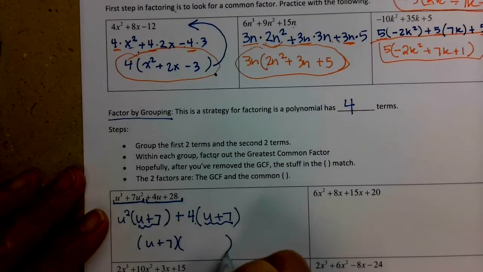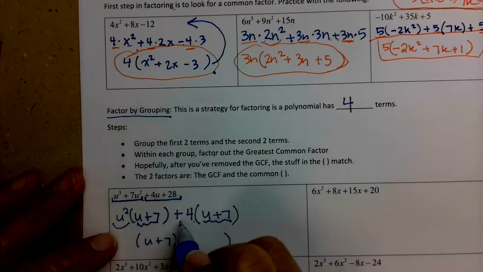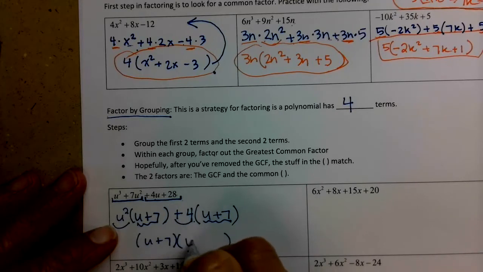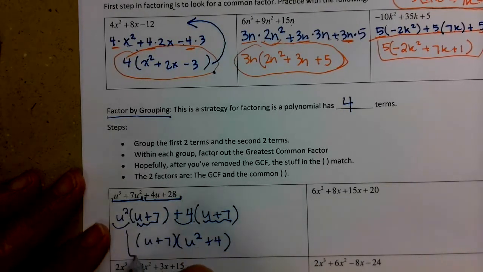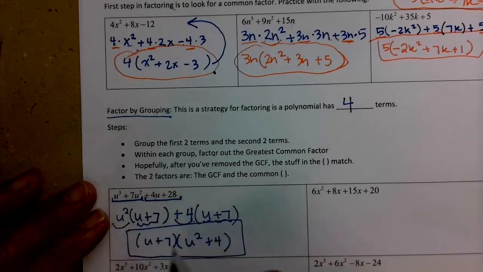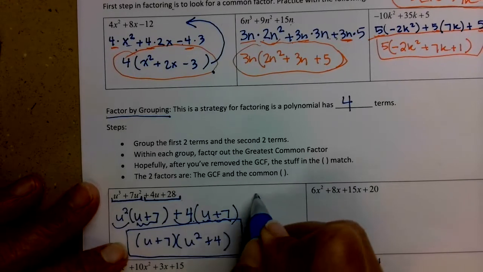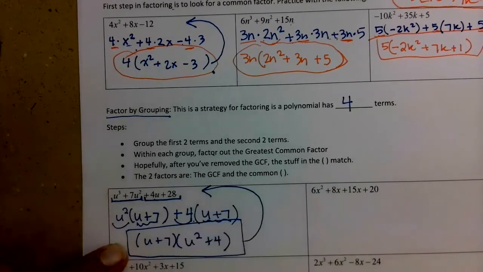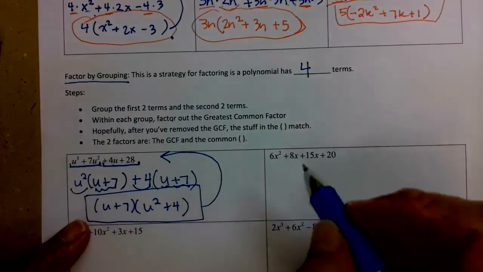And then in the second set of parentheses, remember what went there? Yeah, right, the stuff that you took out. So a u squared plus a 4. And that is the factored form. So this u plus 7 times u squared plus 4 is the same thing as the 4 terms we started with. Okay, let's do another one.